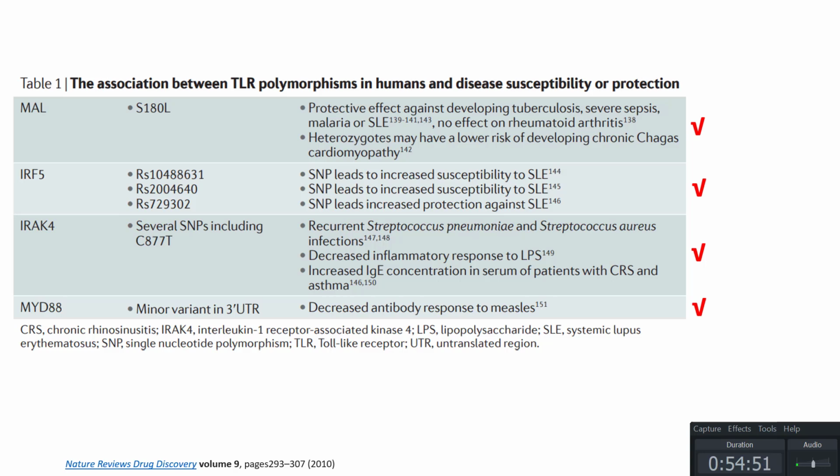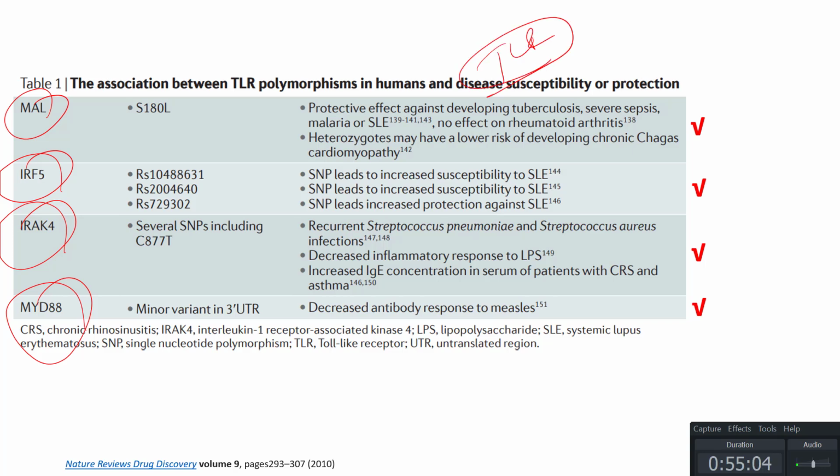Then if it is having any kind of Mal protein, IRF5, IRAK, MyD88, these all are related to the signaling of TLR. So that is also having multiple effects. Here in this case, it's protective against developing tuberculosis, severe sepsis, malaria or SLE. And an SNP leads to increased susceptibility to SLE, that is systemic lupus erythematosus. Then recurrent Staphylococcus pneumonia infection. Then in the MyD88 region, there will be a decreased antibody response to measles.